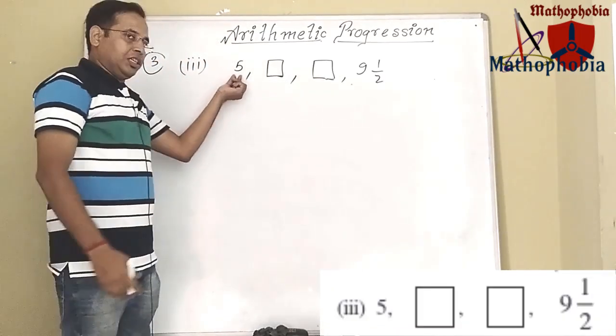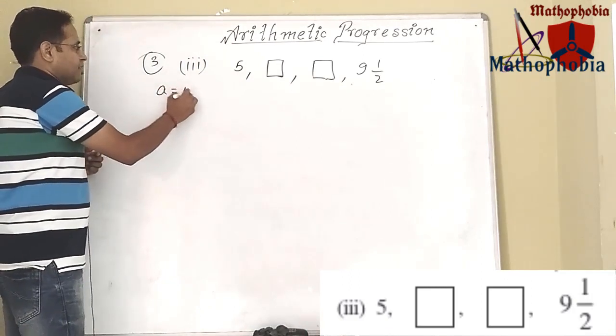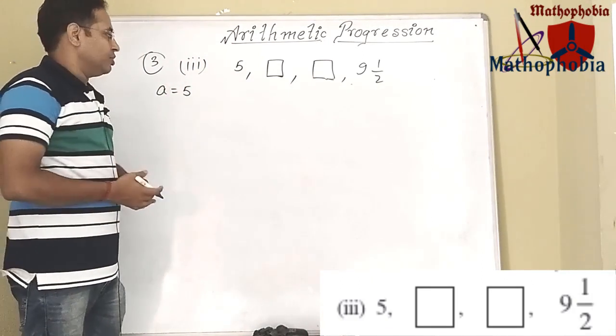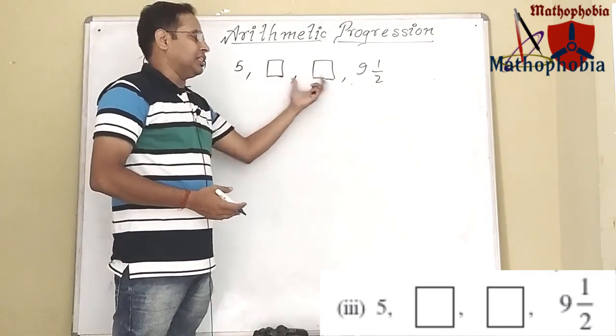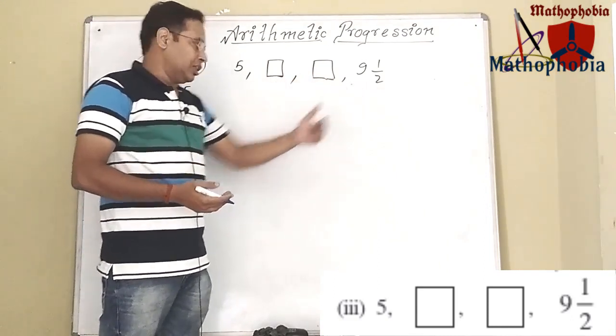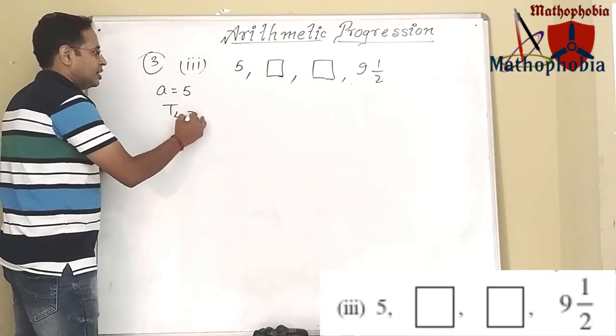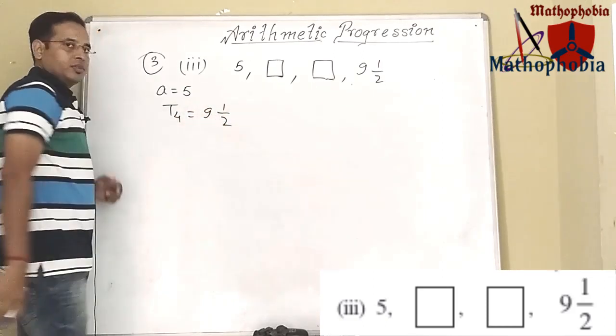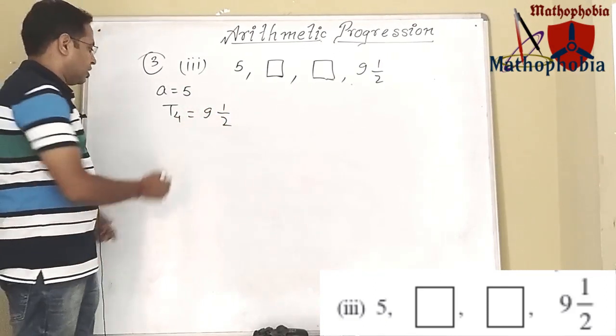Okay, now this is the first term. Therefore, the value of A is 5. The second term T2 is not known to us, and T3 is also not known. T4, this is the fourth term. T4 is given as 9 and 1 upon 2. This is given in mixed fraction, so we will convert it into a fraction.